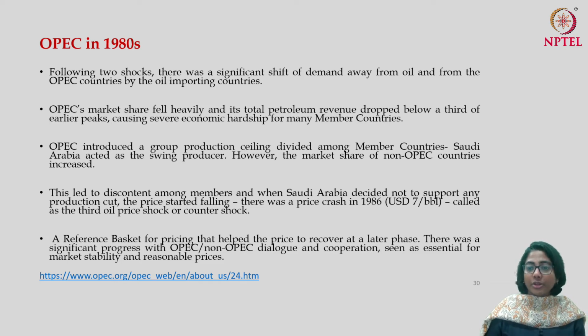And the first one was Saudi Arabia. They decided not to support any production cut. They said we are going on with our production anyway, the price is falling, so in that case, if we reduce our production, there is a huge revenue loss. But as you remember, Saudi Arabia was the swing member. I mean, it actually decided the course of price and production.